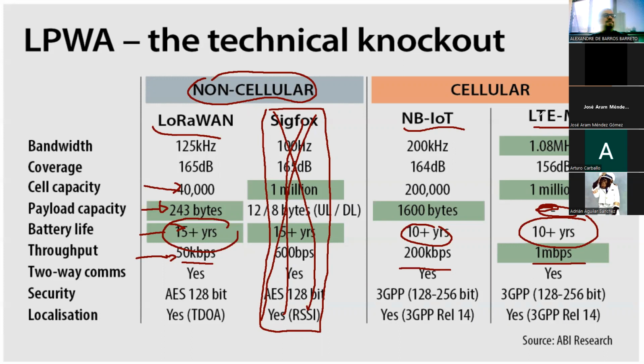Okay? If you see, LTE-M is the best solution if you have a very big and very performant IoT network, but it is more expensive, for example, than LoRa. LoRa is cheap. Any questions, guys?